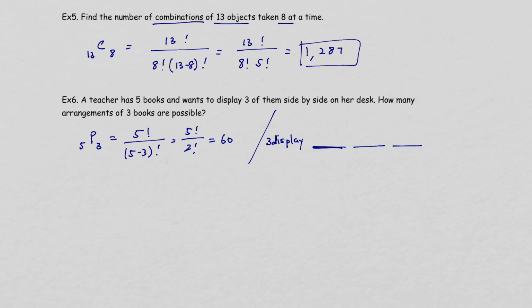In order to place the first book, you have 5 options. But because you placed 1 book, the next time your choice is just 4. And then because you already used 2 books out of 5, the third time your choice is going to be 3. So when you multiply 5 times 4 times 3, you end up getting 60. So 60 arrangements is going to be the solution either way.